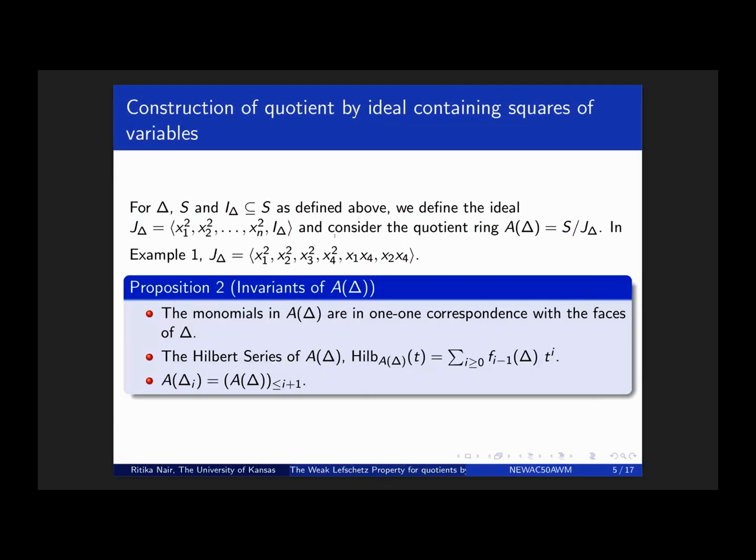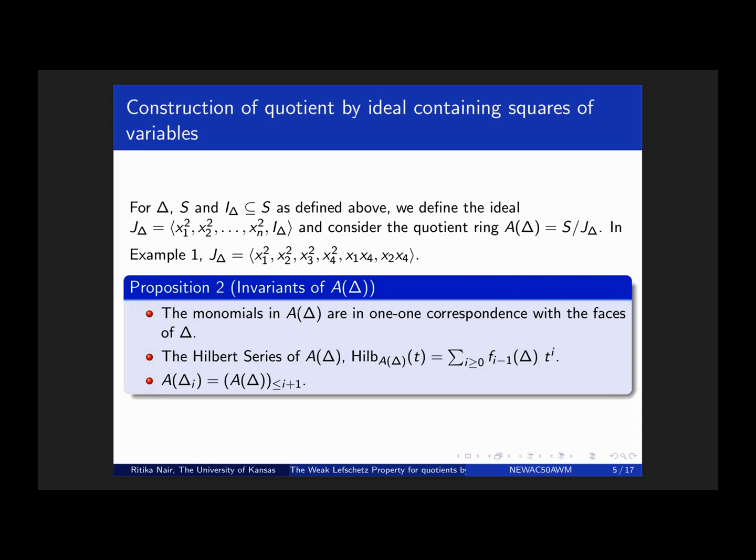Now, some invariants of this quotient ring A. First of all, what we observe is that when you quotient by the non-faces of the simplicial complex, what we are left with is actually just the faces. So the monomials in this quotient ring would have a one-to-one correspondence with the faces of the simplicial complex delta.